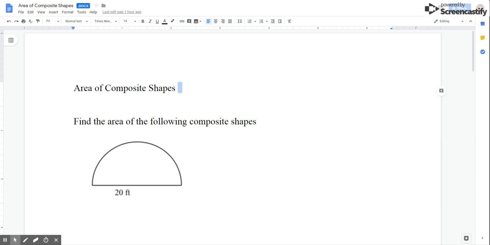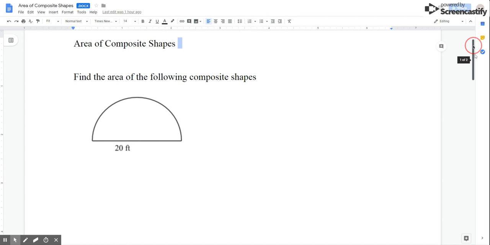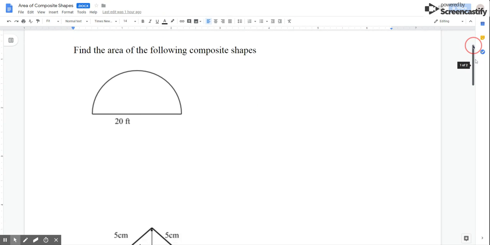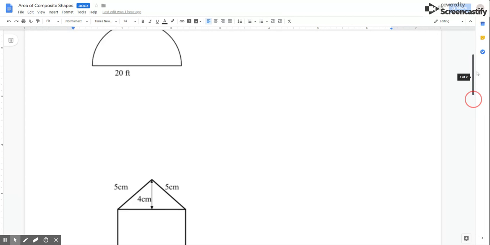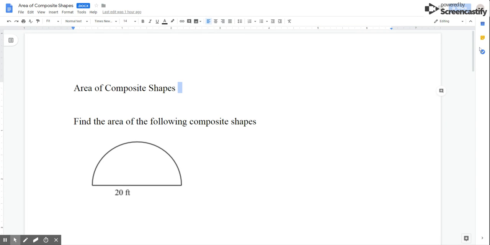We're going to be looking at finding the areas of composite shapes. So let's look at a few examples. The first example that we're going to do, find the area of a half a circle or a semicircle. Then we're going to find the area of a triangle attached to a rectangle. So let's start working through these.